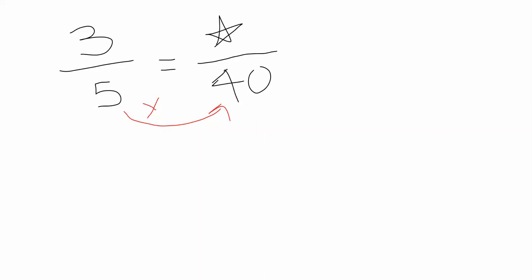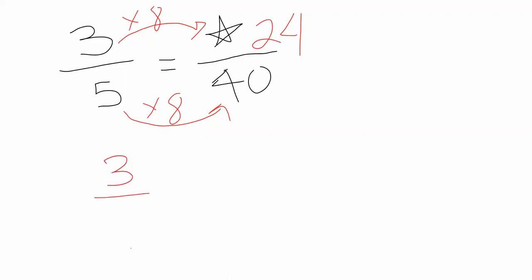Otherwise, remember the opposite of multiplying is dividing. So I could also say 40 divided by 5 gives me what? So 40 divided by 5 is 8. 5 times 8 equals 40. If I multiply the bottom by 8, I need to multiply the top by 8. 3 times 8 is 24. So this shows us that 3/5 is equal to 24 over 40.